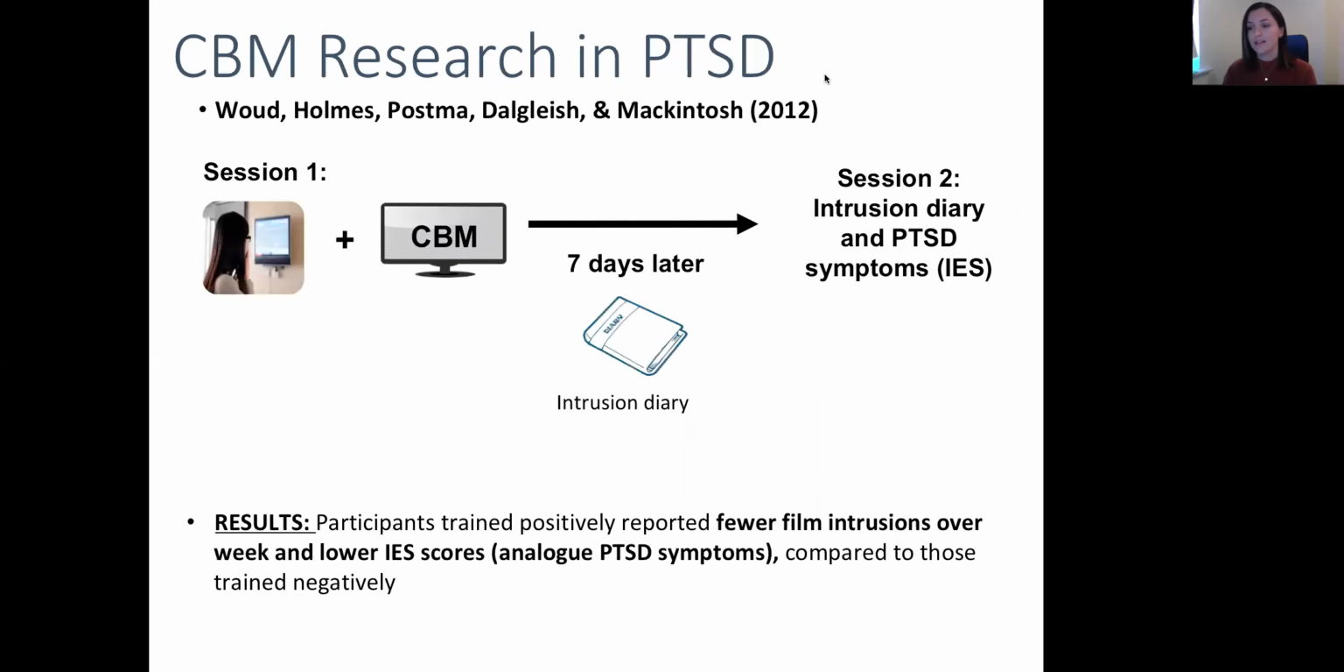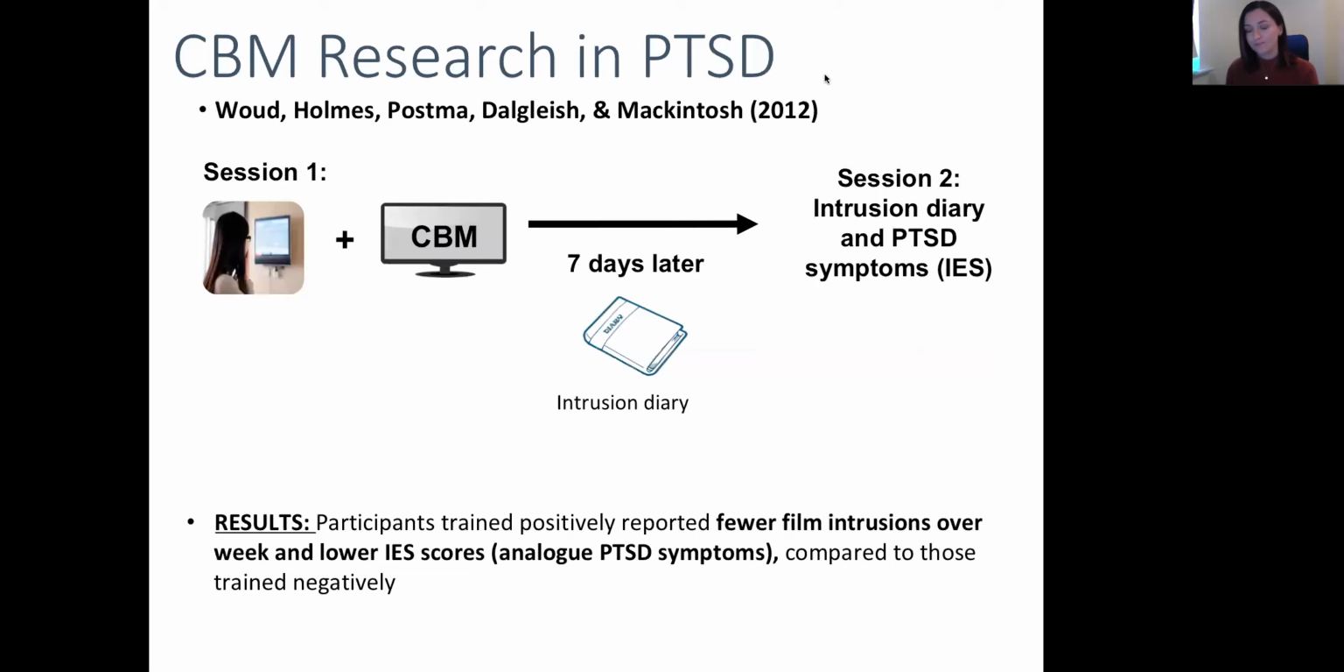So they tested this training out using the trauma film paradigm. And this involves participants watching either a single or a series of distressing film clips, such as road traffic accidents. And it's a way to mimic trauma exposure in the lab. So in the study, they asked participants to watch a series of distressing film clips, and then participants were randomly allocated to a training group, so either the positive or the negative CBM.